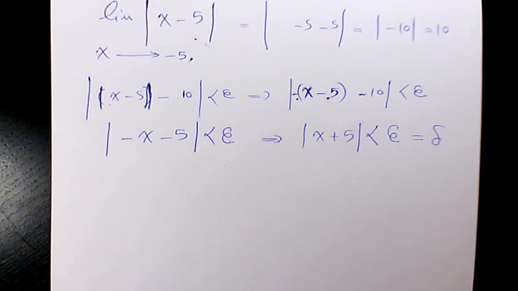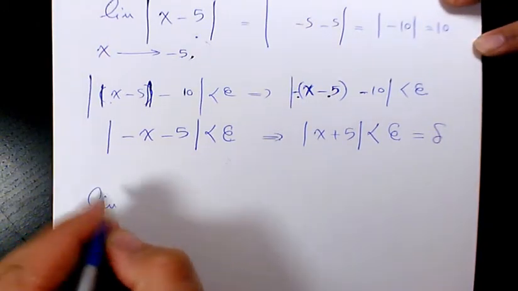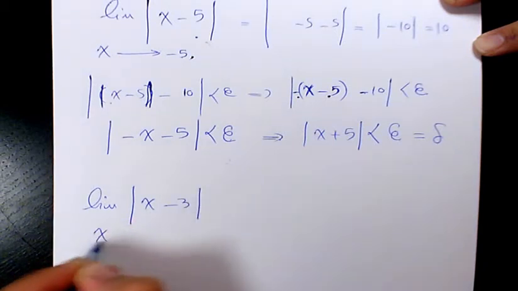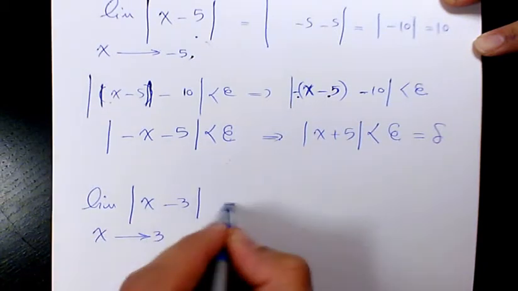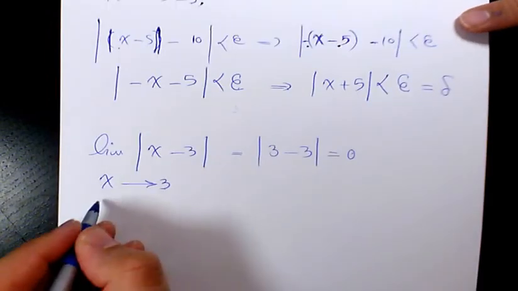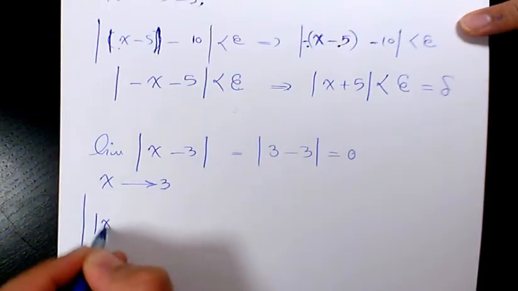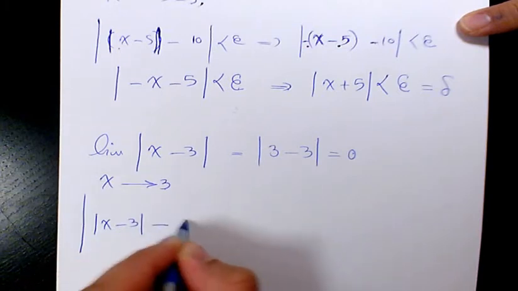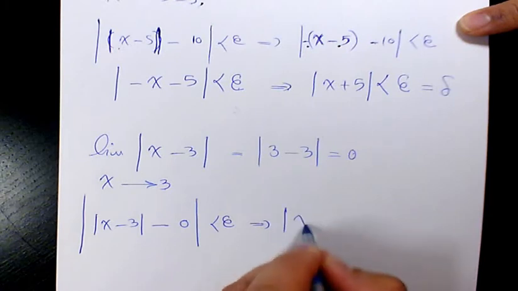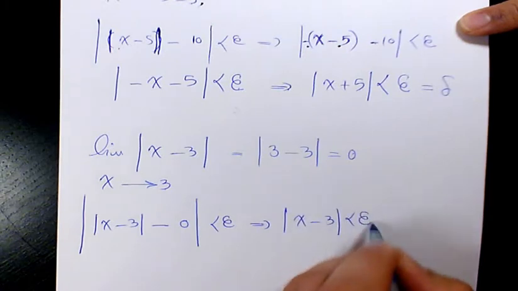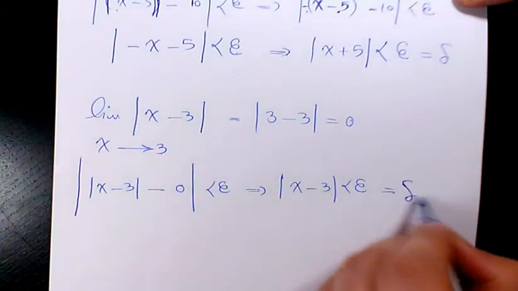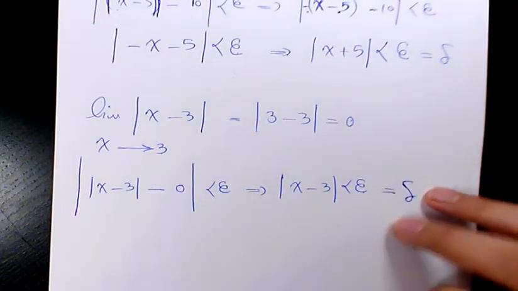Next example is going to be the limit of the absolute value of x minus 3 when x is approaching 3. You know, it's going to be 3 minus 3, which is equal to 0. Then you can say that the absolute value of x minus 3 minus 0 has to be less than epsilon, which will be the absolute value of x minus 3 less than epsilon. So again, as you see here, epsilon is going to be equal to delta.